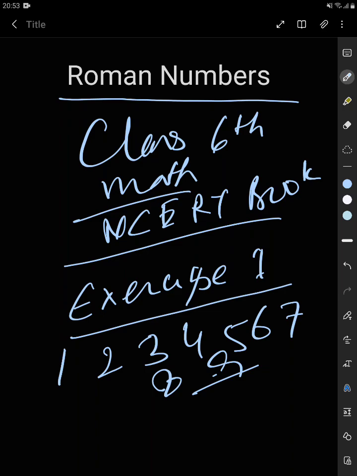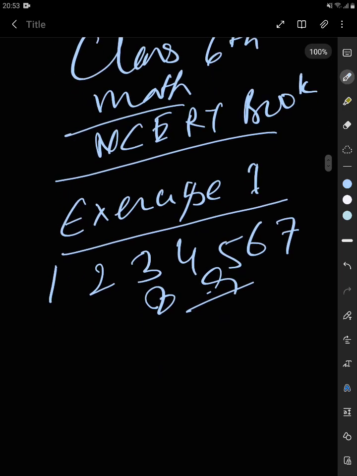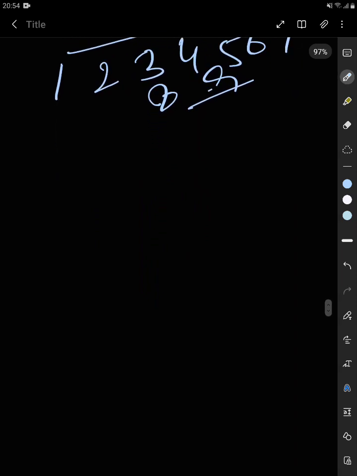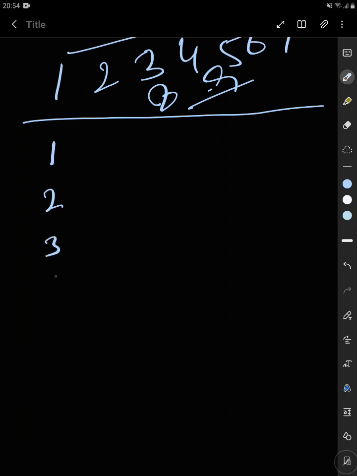Most of the time in watches we see Roman numbers. So we'll tell you what those are, how many there are, and how to convert Roman numbers to Hindu Arabic numbers. First of all, we will see how to write Roman numerals for 1 2 3 4 5 6 7 8 and 9.